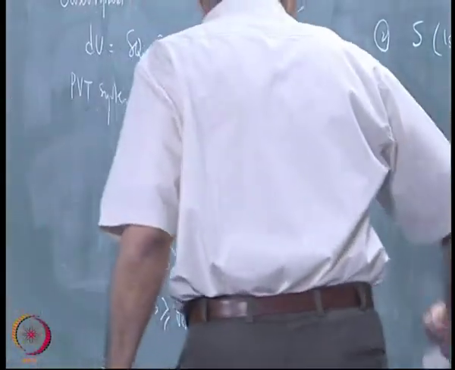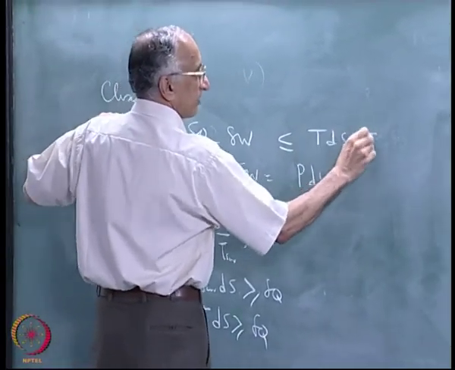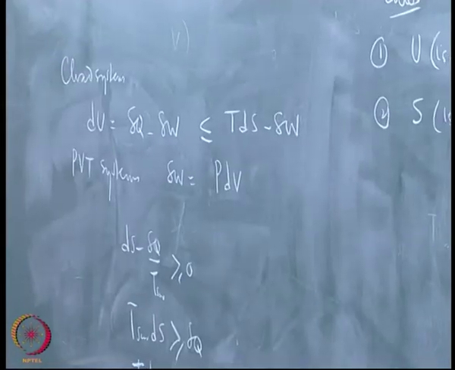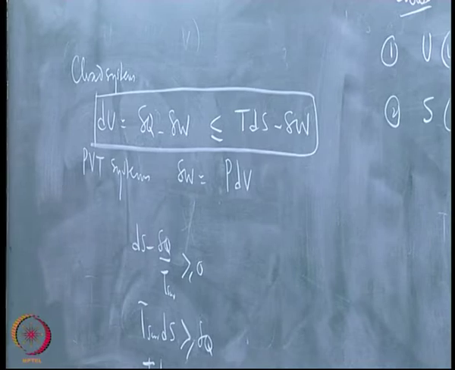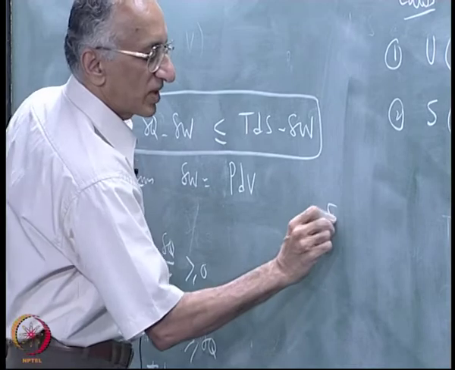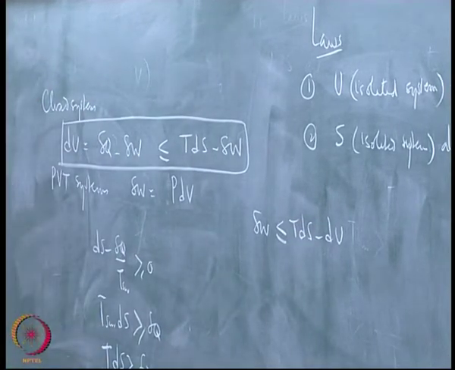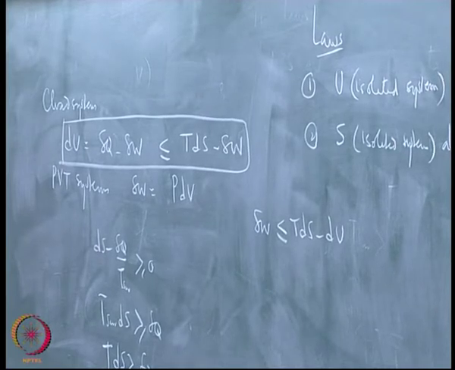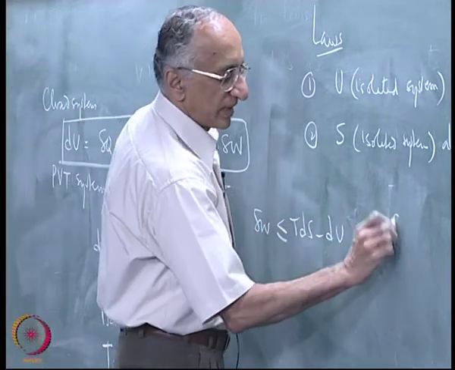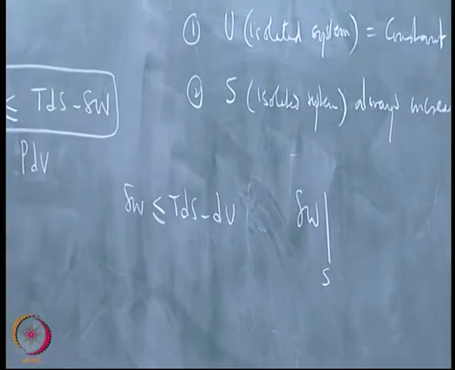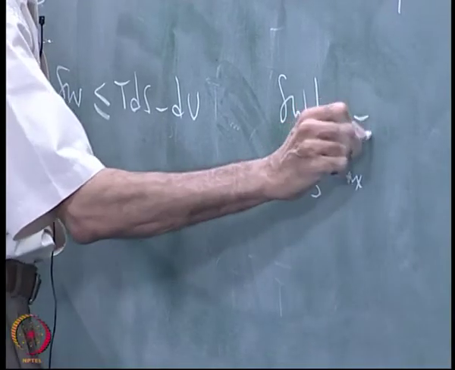So the real law for closed systems for all kinds of processes is: du is less than or equal to TdS minus delta w. This is the combined form of the two laws. And since your first quantity of interest is work, you rewrite this and ask what is delta w. It is less than or equal to TdS minus du. So delta w itself at constant S, suppose I held S constant in a process, has to be less than or equal to minus du. So the maximum value of delta w can only be equal to minus du.